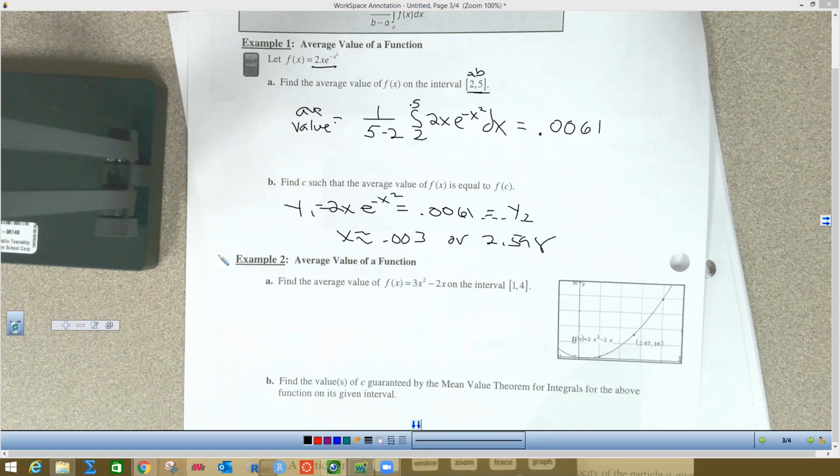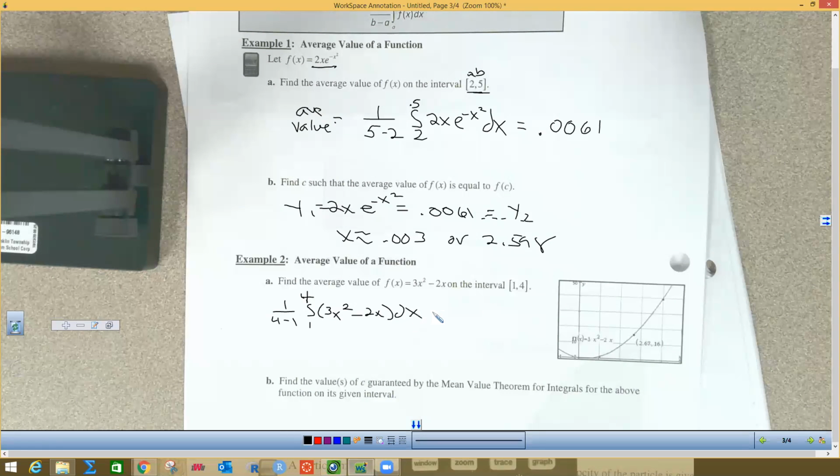Now I'm not going to use a calculator because it doesn't say calculator, because you've got to do some without it. So your average value is going to be 1 over 4 minus 1 times the integral from 1 to 4 of the function 3x squared minus 2x dx. So we're just going to do our power rule. I'm going to get 1/3 out front, and then I'm going to have 3x to the third over 3.